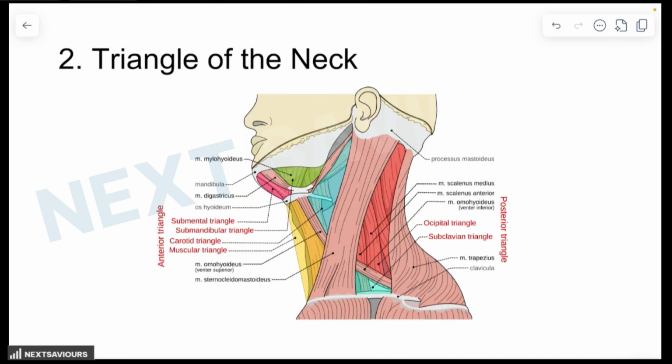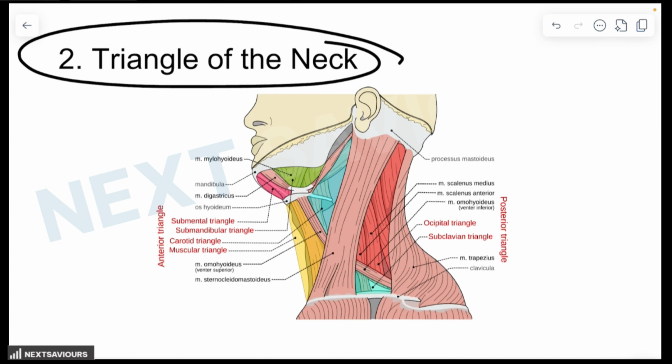Second is the triangles of the neck. Why are the triangles of the neck so commonly asked in the FMGE examination? Because they contain vital structures like the carotid artery, the internal jugular vein, and the cranial nerves. So they have very high clinical relevance in surgeries, biopsies, and emergencies. What is very frequently tested is image-based questions, in the form of a diagram or one-liner MCQs.